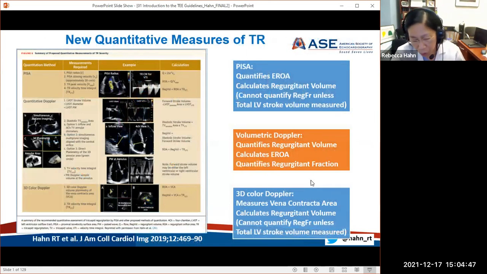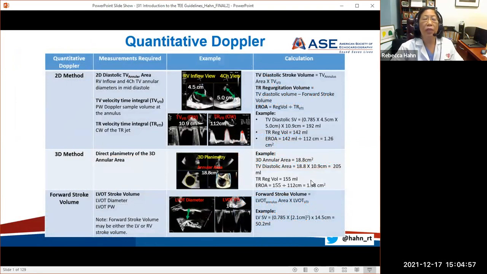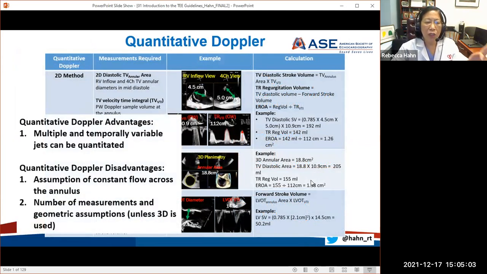But the one other thing that we're doing and that we have also validated is volumetric Doppler. So similar to the mitral valve, we believe that this will be possible. I'm not going to advocate it for you now. This has not made it into the guidelines yet. But again, by measuring the area of the annulus, either using 2 orthogonal views, or our favorite is 3D planimetry, then you can measure the diastolic stroke volume, and it doesn't care whether there are multiple systolic jets. It doesn't care if there are temporally variable systolic jets. You're measuring the diastolic stroke volume, and then you're subtracting the forward stroke volume.